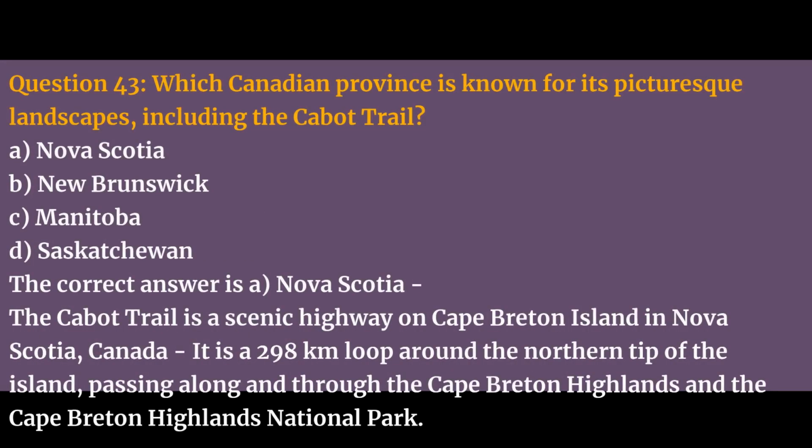Question 43. Which Canadian province is known for its picturesque landscapes, including the Cabot Trail? A. Nova Scotia. B. New Brunswick. C. Manitoba. D. Saskatchewan. The correct answer is A. Nova Scotia. The Cabot Trail is a scenic highway on Cape Breton Island in Nova Scotia, Canada. It is a 298 km loop around the northern tip of the island, passing along and through the Cape Breton Highlands and the Cape Breton Highlands National Park.